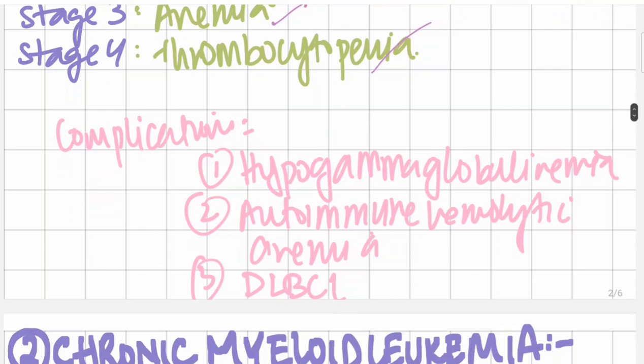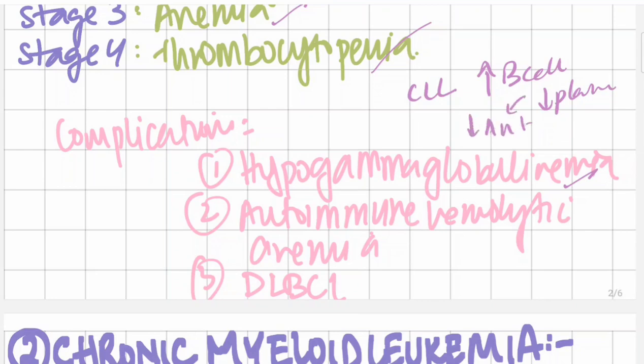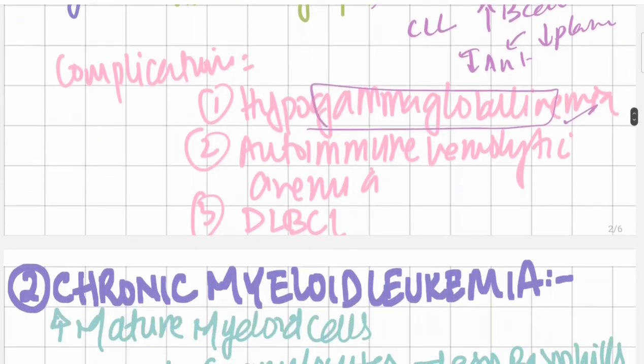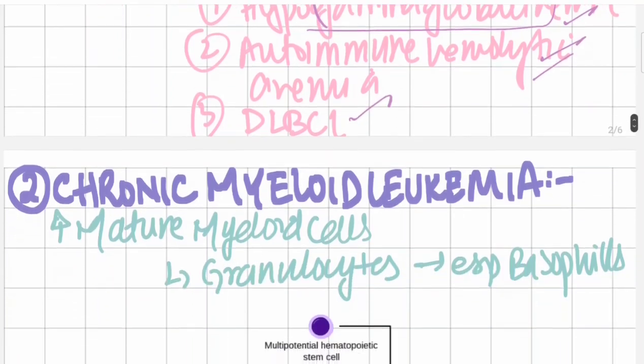Complications include hypogammaglobulinemia, because of course it's CLL, B cells increase, but plasma cells decrease. So there is going to be a decrease in antibodies, and antibodies are basically gamma globulins, and of course we're going to have hypogammaglobulinemia. And of course autoimmune hemolytic anemia can also occur, and DLBCL.